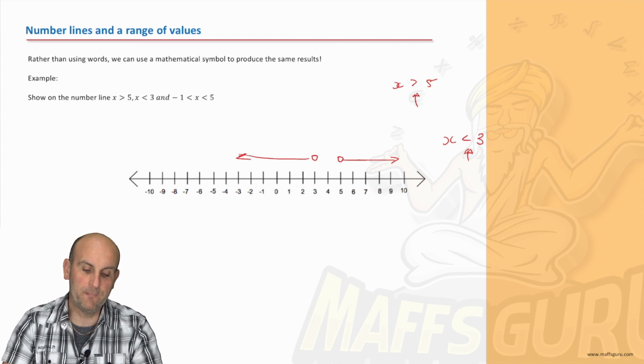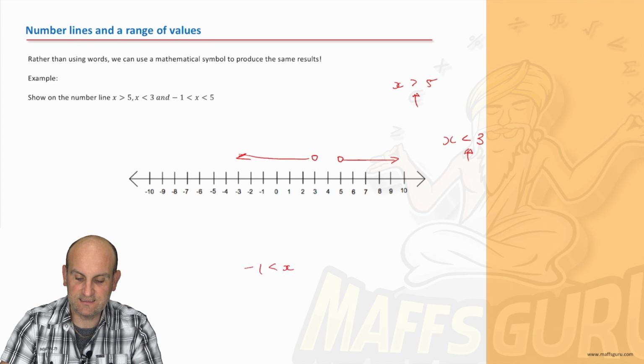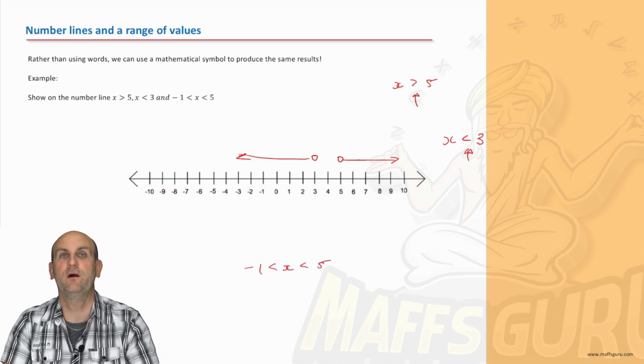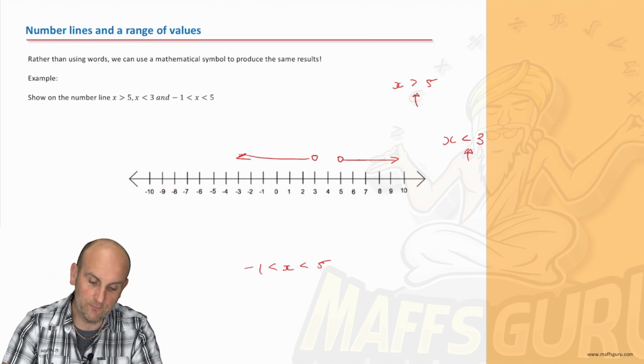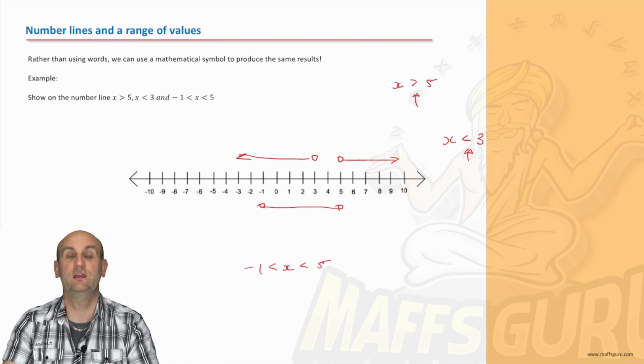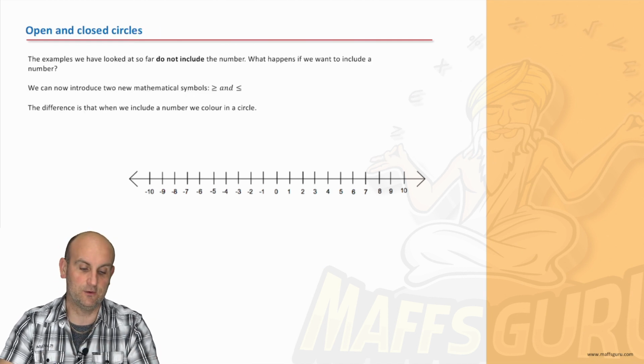And what about -1 to 5? Again, because we can see that x is in between -1 and 5, that's what we want. We want all those values between -1 and 5. So I'm going to do it below. There's -1, there's 5, draw a line, and ka-ching. This couldn't be any easier, could it?